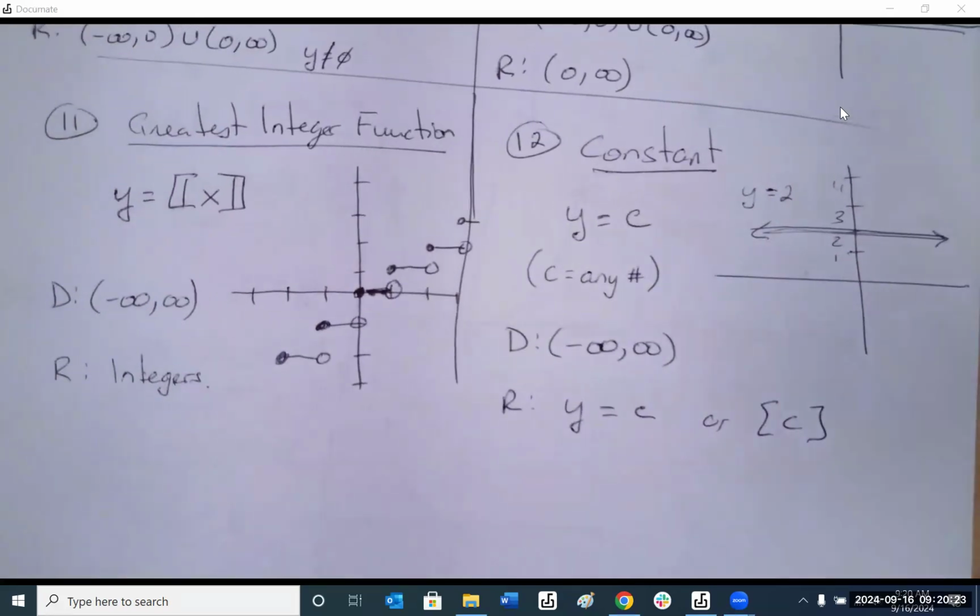So let's look at section 1. Let's finish section 1 today. It's pretty short, actually.